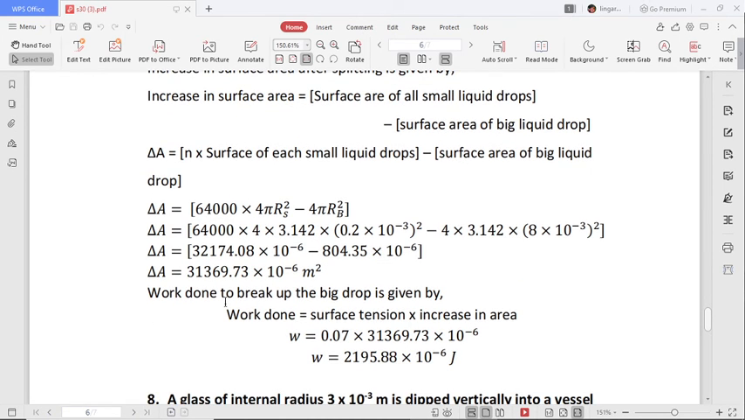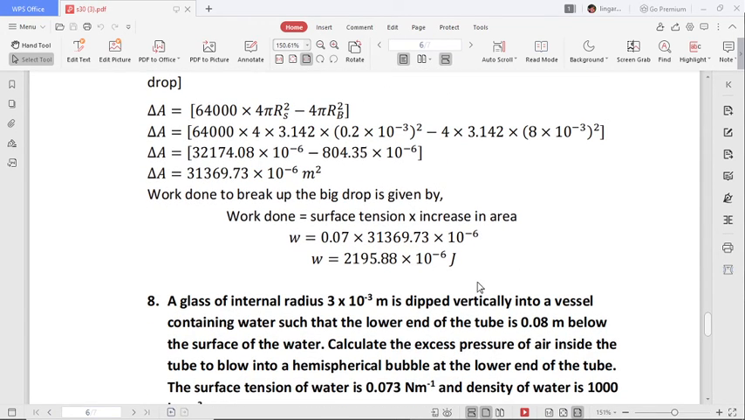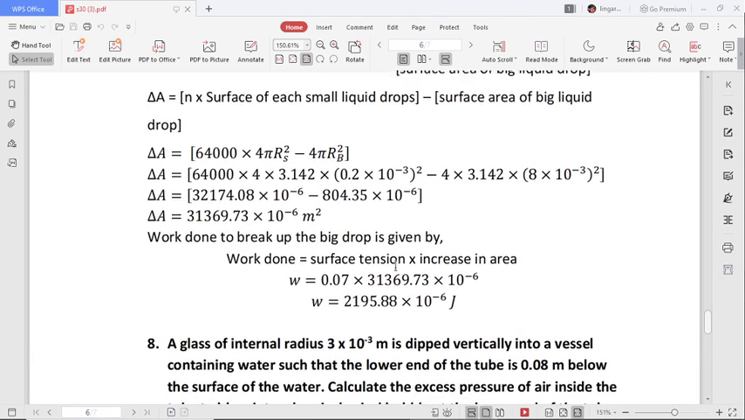The work done to break up the big drop is given by the surface tension times the increase in area. So work done is equal to the surface tension 0.07 times the increase in area. Multiplying these, this value is the work done by the system. So this is the way we calculate how much the surface area increases and how much work is done against the surface tension of water in going from the big drop to the small drops.